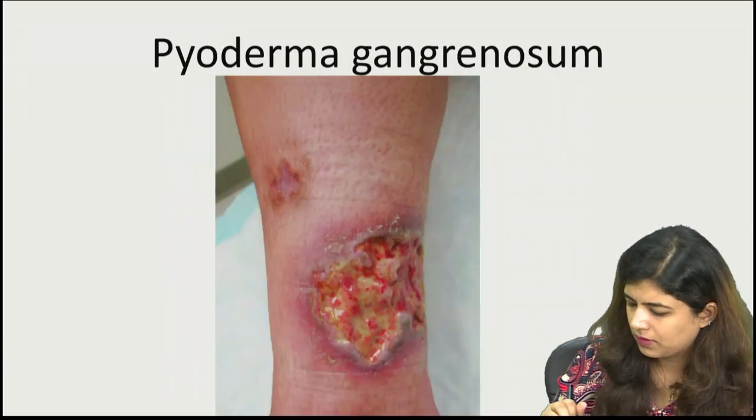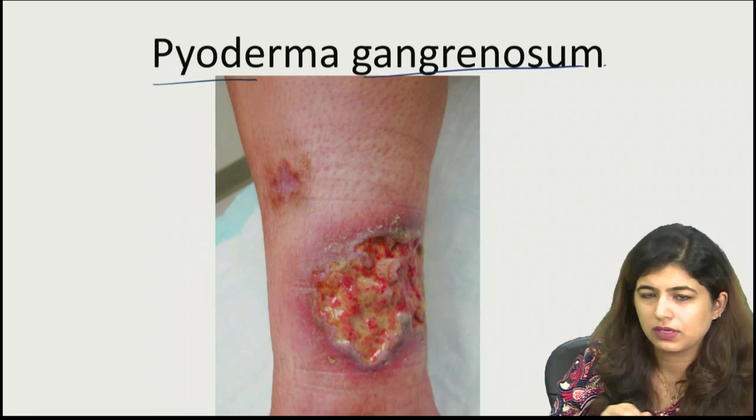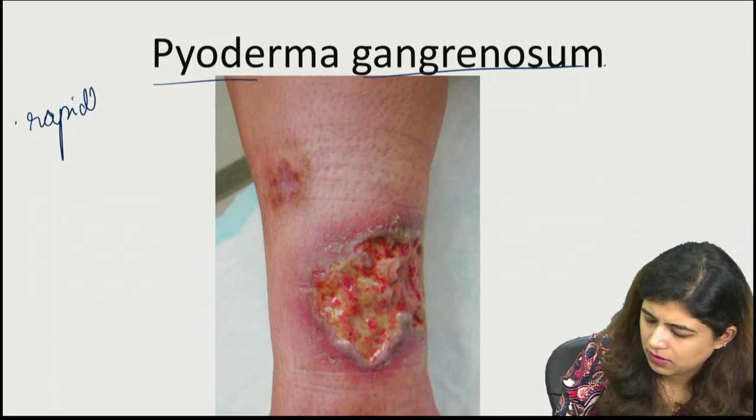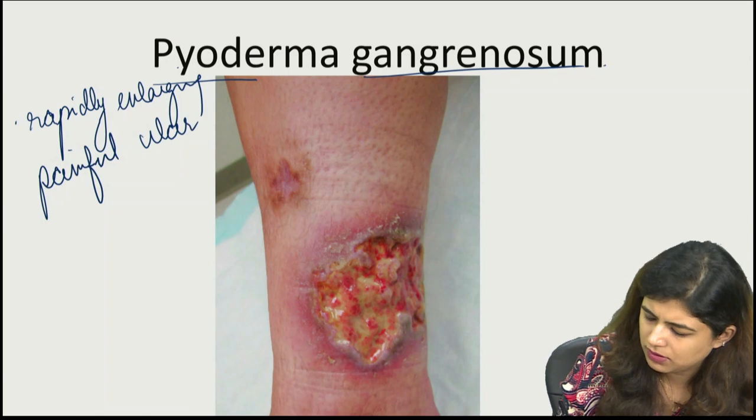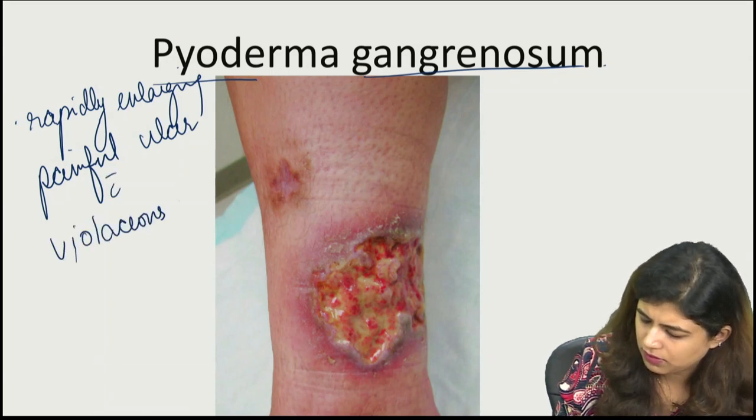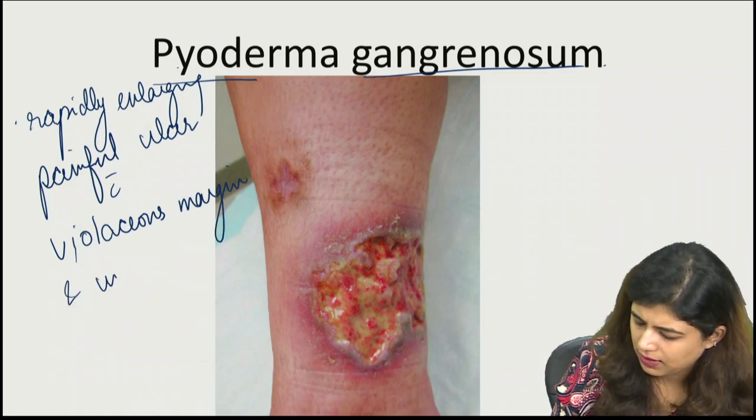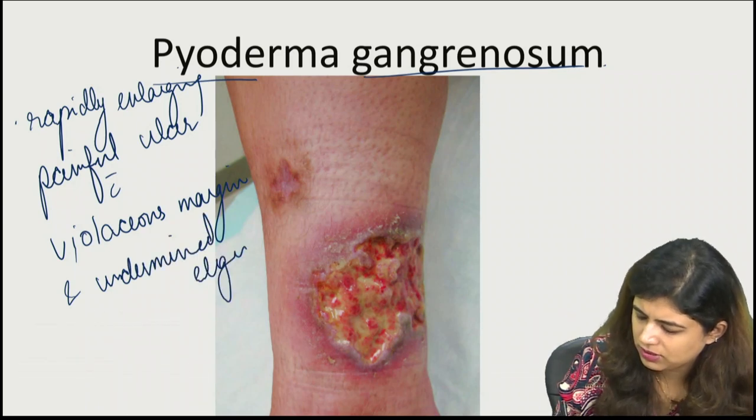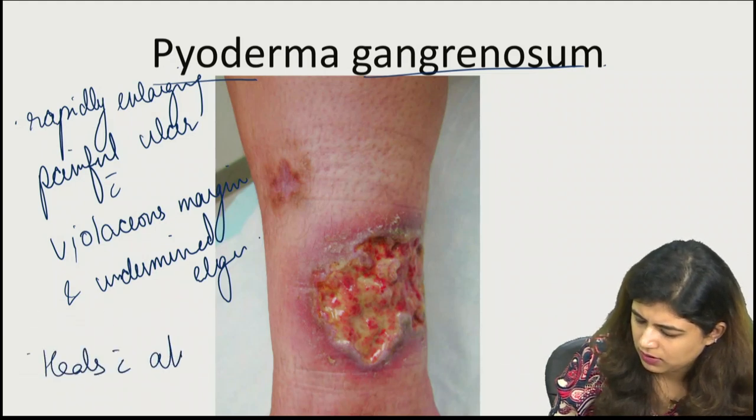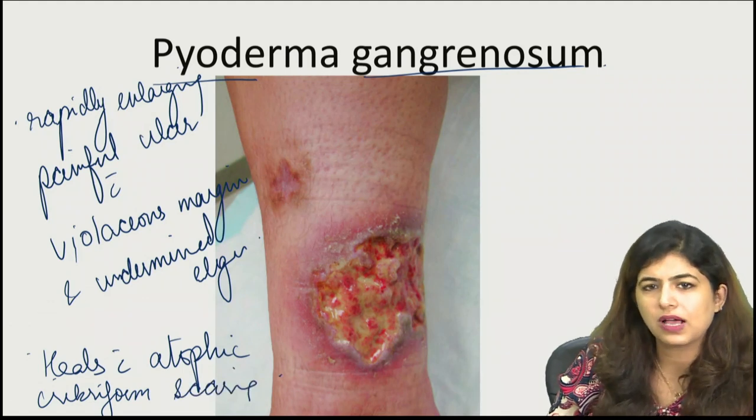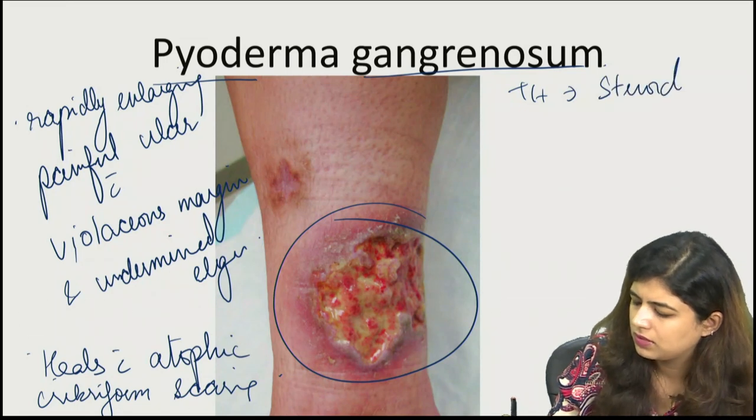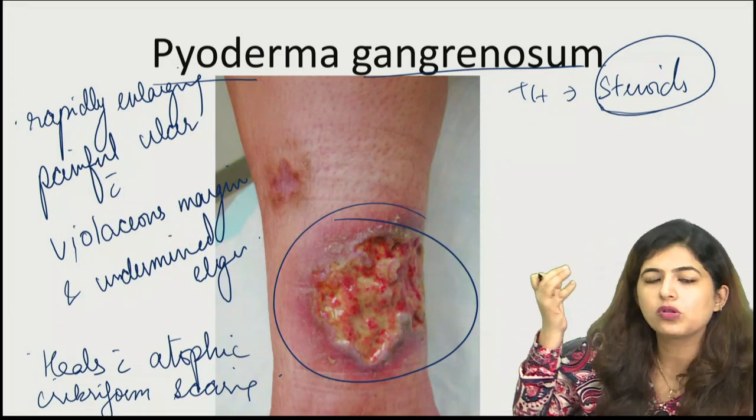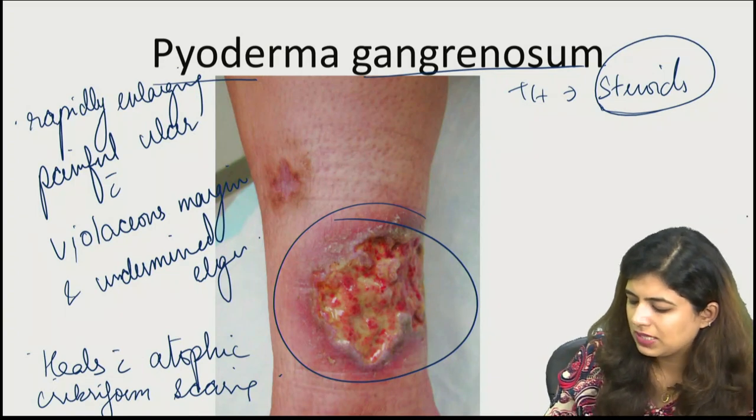Clear? The third option, pyoderma gangrenosum. This will be a rapidly enlarging, very painful ulcer with a vivacious margin and undermined edges. And when it heals with atrophic cribriform scarring. So that's how pyoderma gangrenosum looks like. This will look like an ulcer. Treatment, again steroids. Well, steroids, because all of these are sort of autoimmune disorders with a lot of neutrophils involved. So this is how pyoderma gangrenosum looks like.